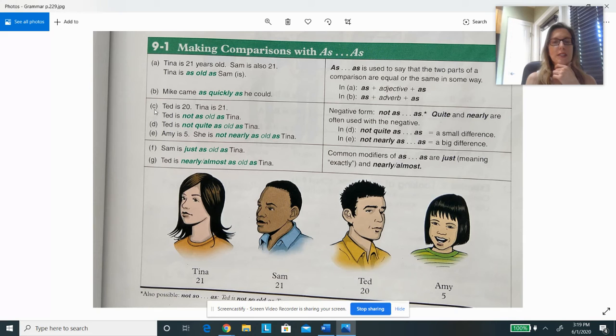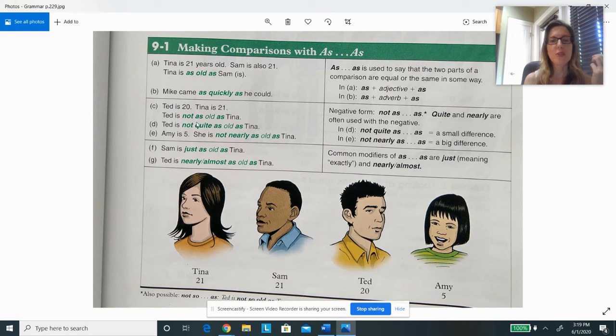Now let's look at some examples of how to do this in the negative. Ted is 20, Tina is 21. So we want to say these things are not equal. So we're going to use the word not before the first as. Ted is not as old as Tina. Ted is not quite as old as Tina.